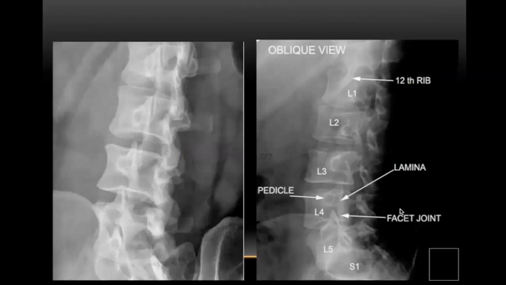Right. Oblique view is usually requested for the lumbar vertebra. There is also the cervical vertebra, but most of the time it is the lumbar vertebra. It's basically to look for the pars interarticularis. Okay, so these are the pedicle, the lamina, and the facet joints, right?